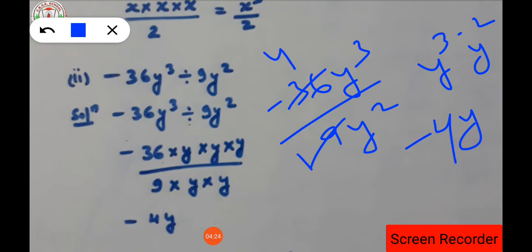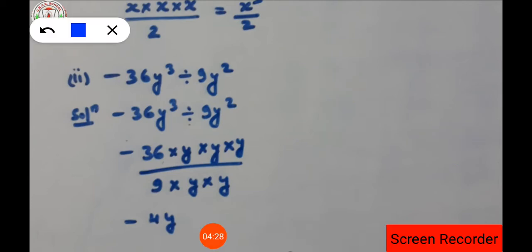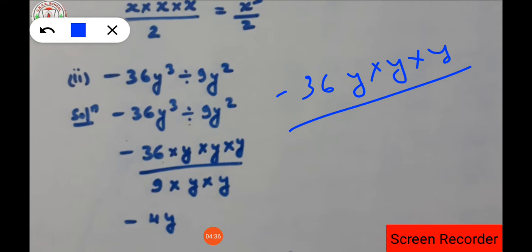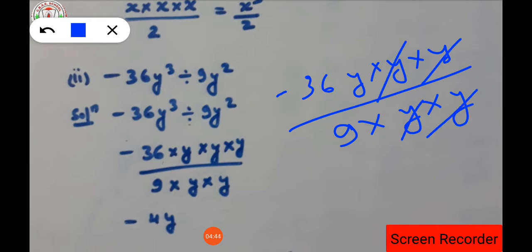That is minus 4y. Clear? If you are going to use simple division over here, so minus 36y into y, we had expanded the variables, upon 9 into y square is there, so y square can be written as y into y. So here the 2y will get cancelled from the numerator and denominator. So 9 ones are 9 and 9 fours is 36.